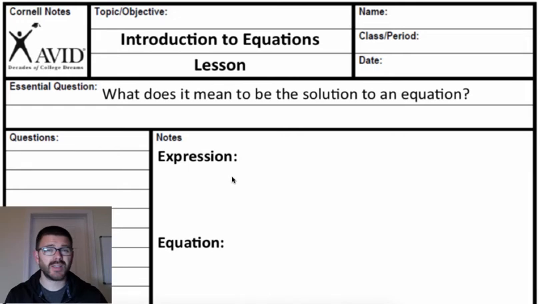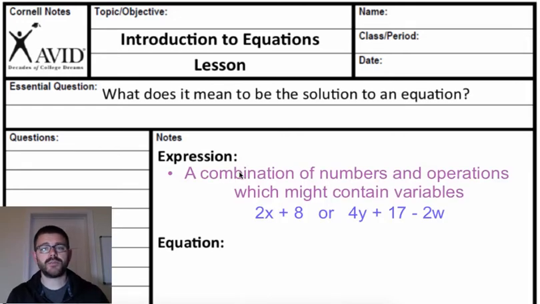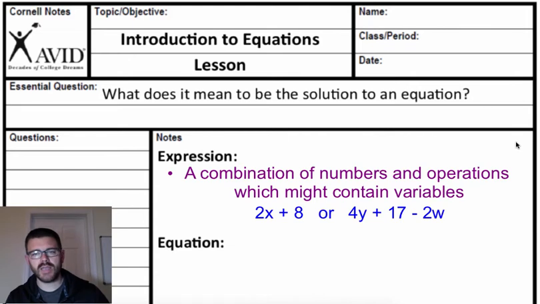You did some work last week with putting numbers in place of variables. But an expression is just a combination of numbers and operations, and it might contain a variable. So 2x plus 8 or 4y plus 17 minus 2w. So some combination of numbers and operations, so add, subtract, multiply, divide, and it oftentimes will have a variable of some kind in there. Here's how equations are different.